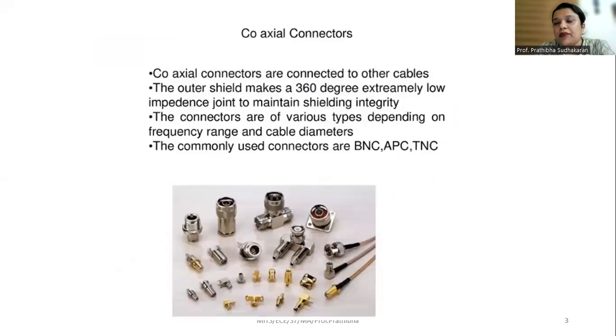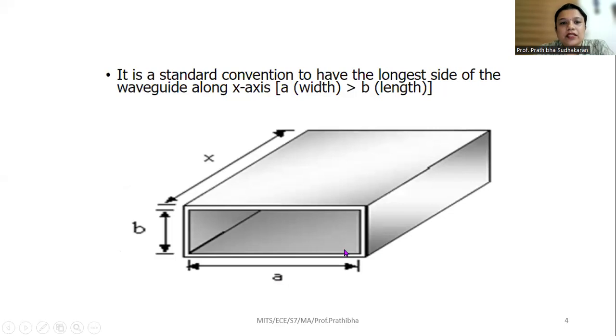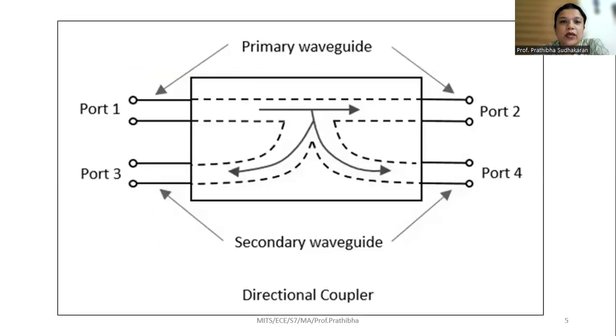We also have something called coaxial connectors, which are connected to other cables. These are just to show you what kind of coaxial connectors are used under microwave frequency. This is what is called a rectangular waveguide, which is the main structure; all the components are basically nothing but rectangular waveguides. Many of you did practicals yesterday on the microwave bench, so you saw the waveguide and different components along the line of the microwave bench, where this particular structure is very, very common.